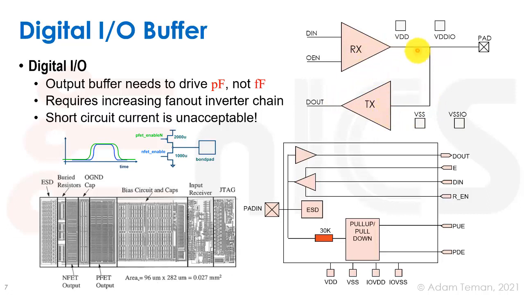It can be configured to be either an input or an output, and depending on the mode of the chip, usually we'll set a register which will drive this output enable to be a 1 or a 0, and then make this into an output or an input.